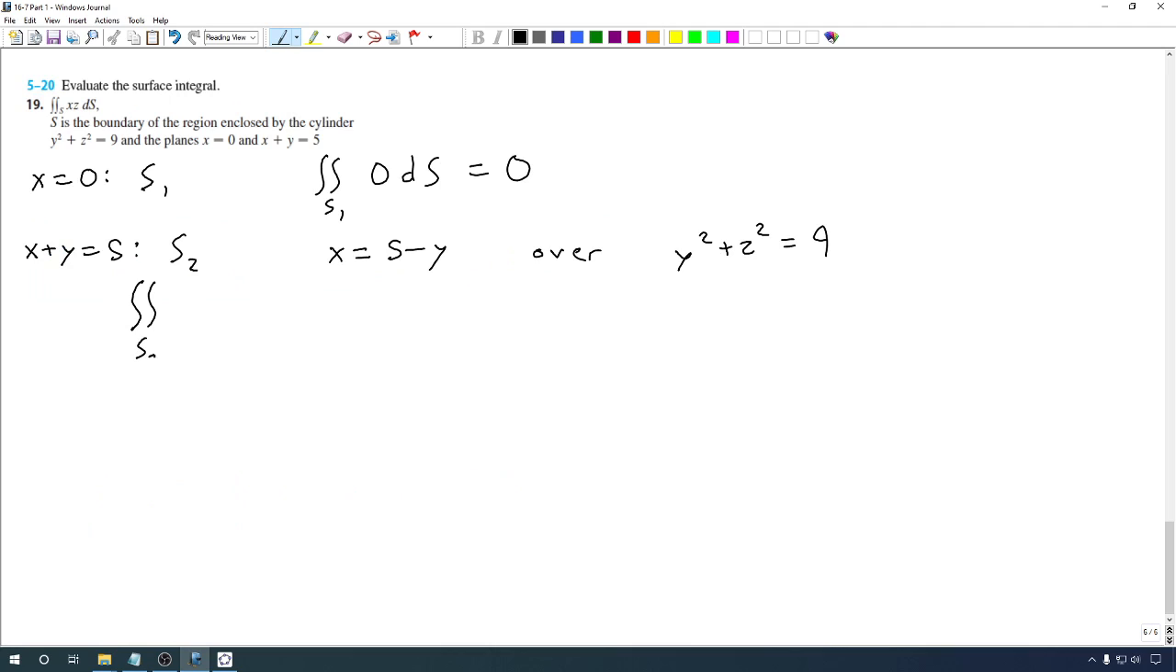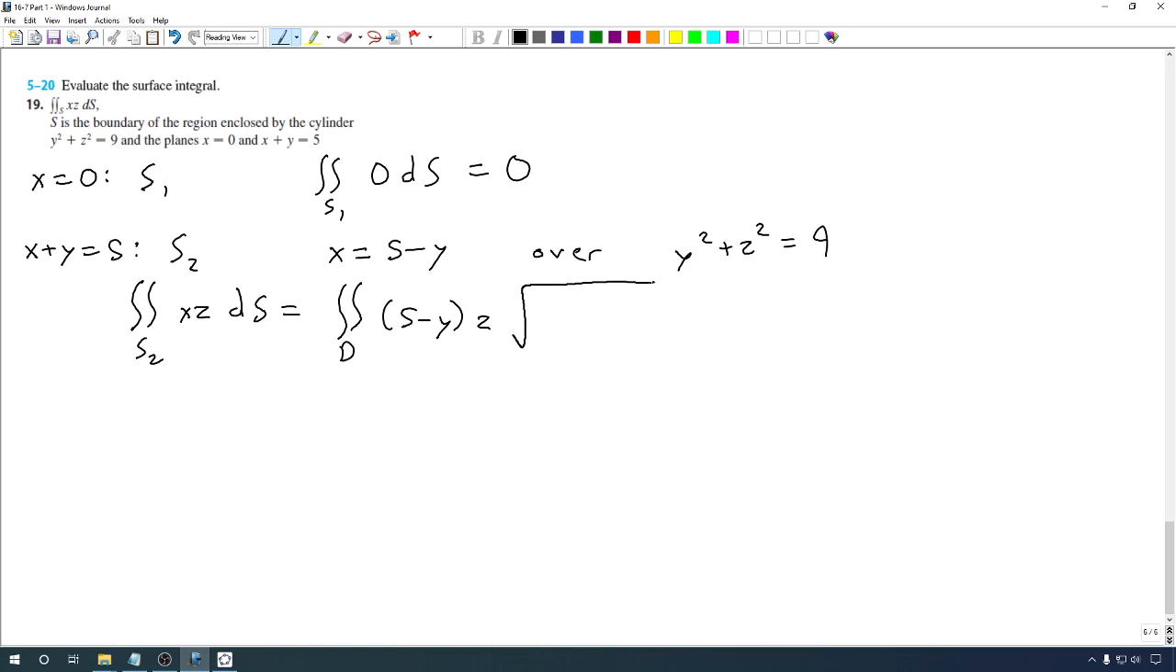So we have the surface integral over S2 of xz dS. It's going to be the integral. Well, we do have to deal with the being over a disk. I'm just going to write it as over D for the moment. Keep in mind that the x is going to be replaced by 5 minus y because we're going to be integrating over z and y. The z we can just leave alone.